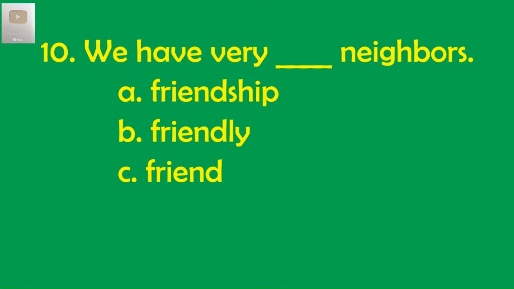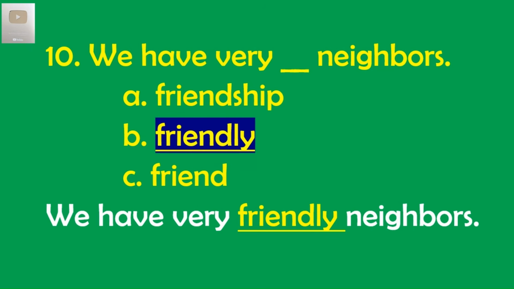So now choose. We have very, some blank, neighbors. What will you fill in that blank? The correct answer is friendly. Friendly is the adjective. Friendship and friend are both nouns. Already the sentence has a noun in the object position, and that is neighbor. So friendly is what you're looking for. We have very friendly neighbors. That is the correct answer.